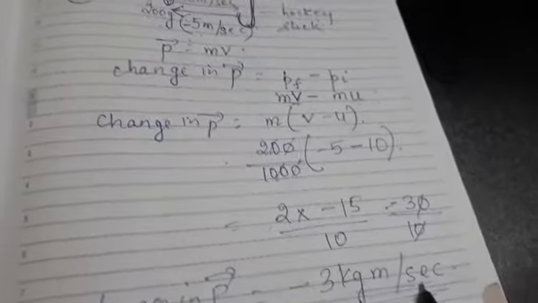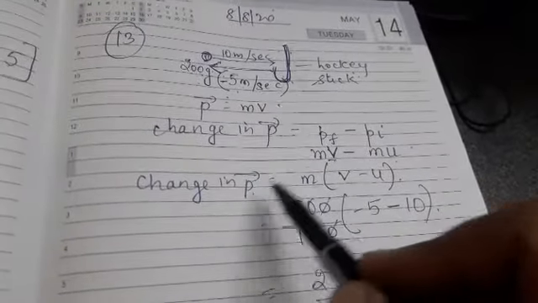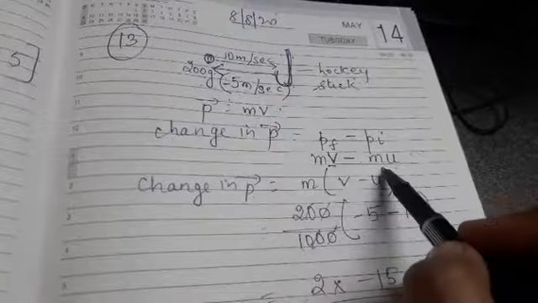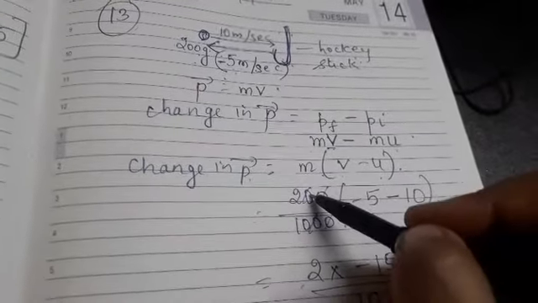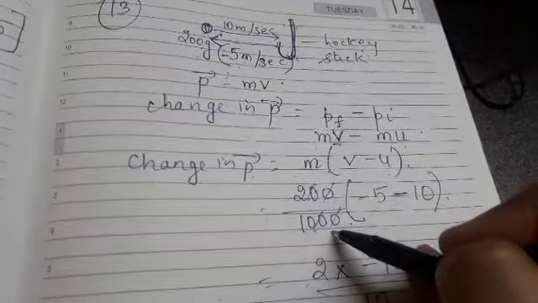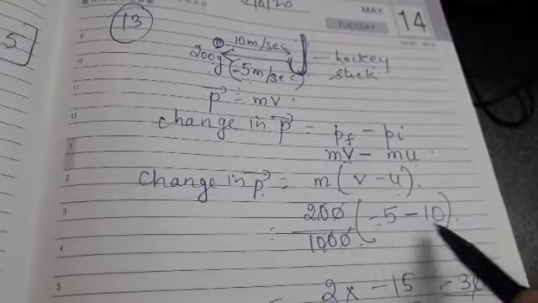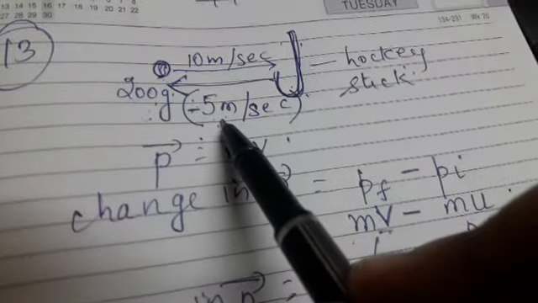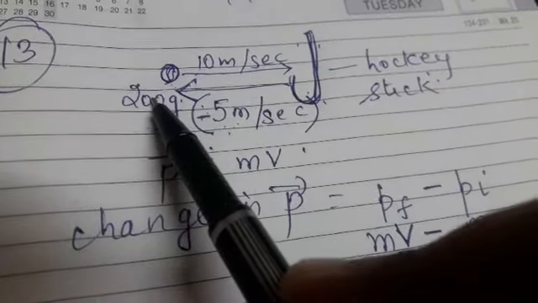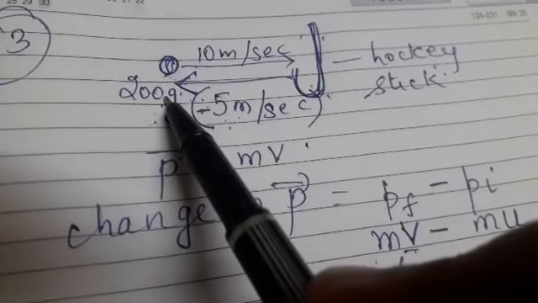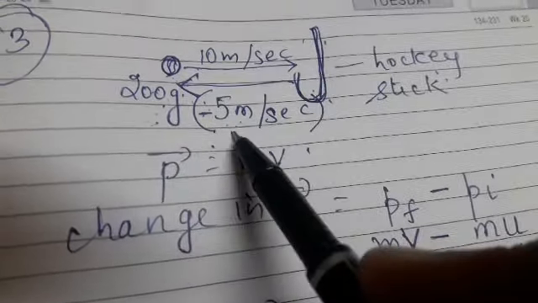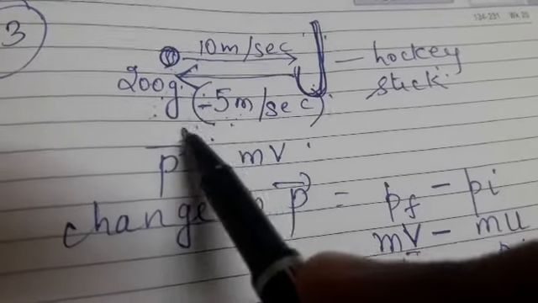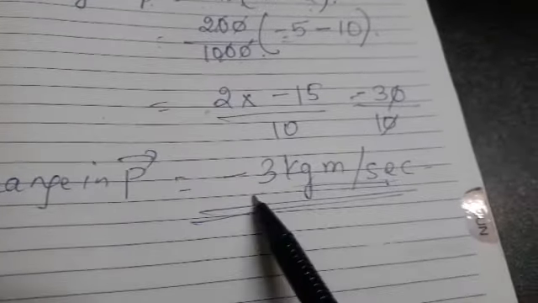And I hope the question is clear to you that the change in momentum is given by m into (v minus u), that is mv minus mu. We substitute the values. Here we are changing the mass from grams to kg, and then we are substituting the values of v and u. Now why are we taking v as negative? Because it is returning in the opposite direction, not in the same direction, I'm sorry. Therefore it will be minus. Okay, so this completes your question number 13, that the change in momentum of the ball is given by minus 3 kg meter per second.